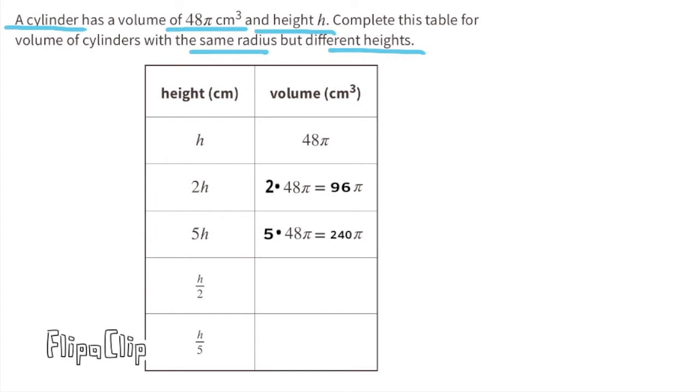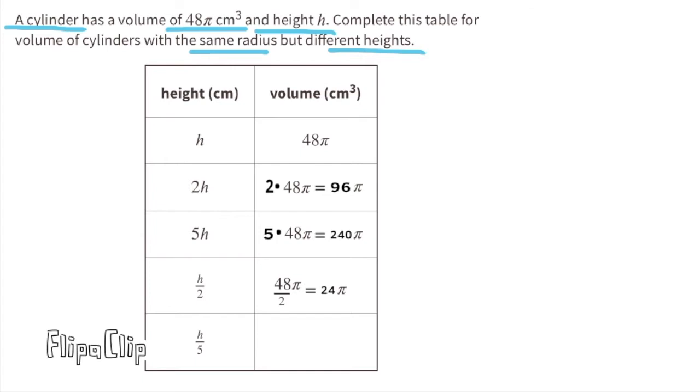The height of the next cylinder is h over 2, or half of h. That means it has half the height, or a half a centimeter. Since the height's only a half a centimeter, the volume of this cylinder will be half of 48 times pi. Half of 48 times pi, or 48 times pi divided by 2, equals 24 pi. So when the height is a half a centimeter, the volume is 24 pi centimeters cubed.